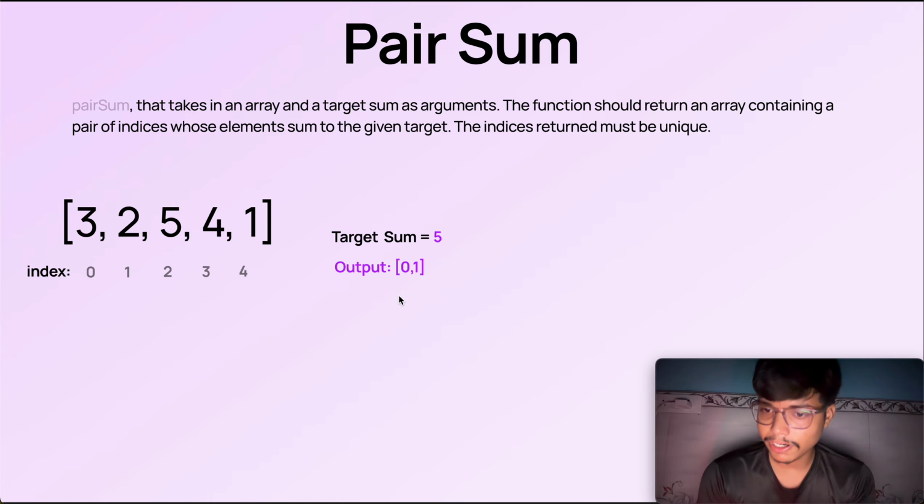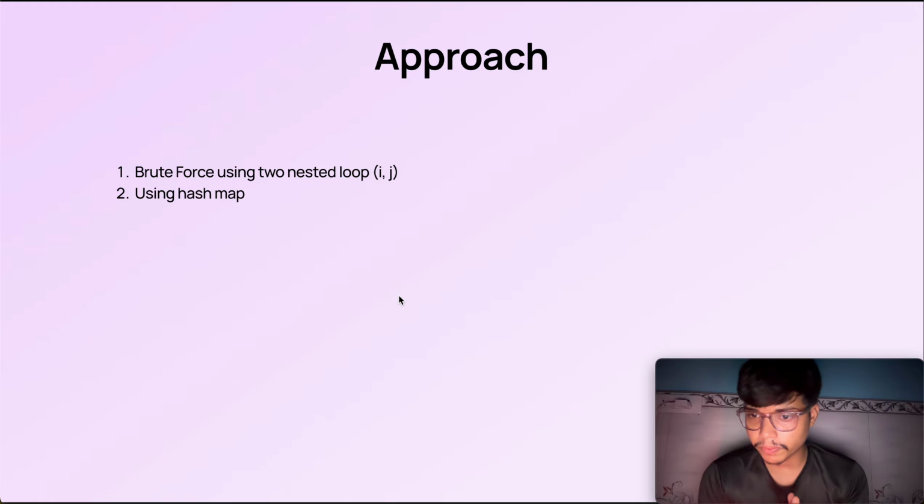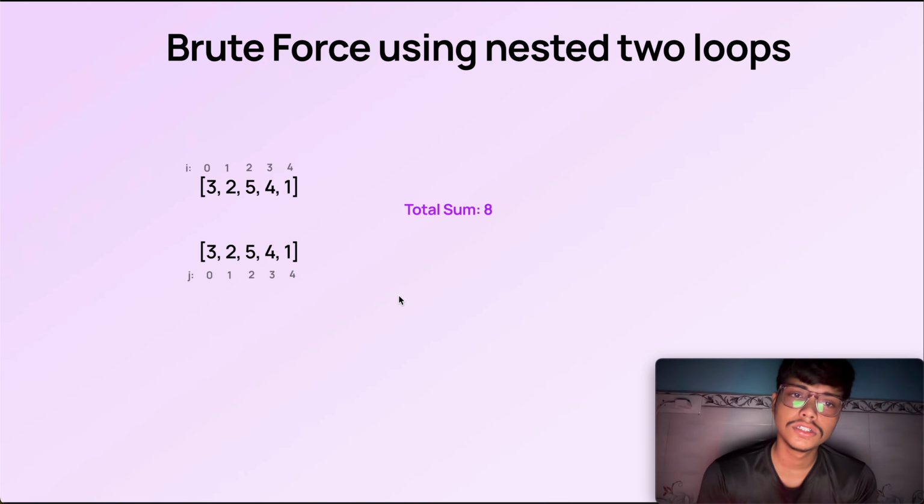First let's start with the approach. There are two approaches. First, we can use classic two nested loops, which will be brute force. And second, we can use hash maps. Let's start with them one by one. In the first approach, we will use two nested loops.